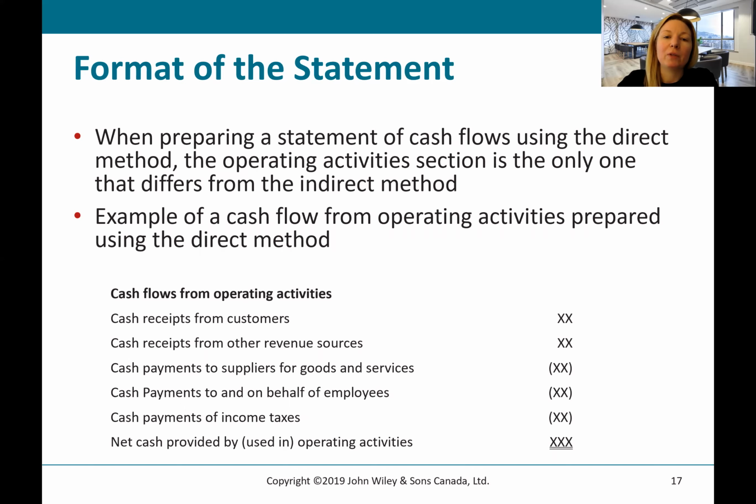An example of a cash flow from operating activities prepared using the direct method is below. And you can see you don't see net income here. We don't start with net income in the direct method. So we've got cash receipts from customers, cash payments to suppliers for goods and services, cash payments to and on behalf of employees, cash payments for income taxes, and net cash provided by or used in operating activities. And again, we would change whether we're going to say provided by or used in, depending on if that total is positive or not.